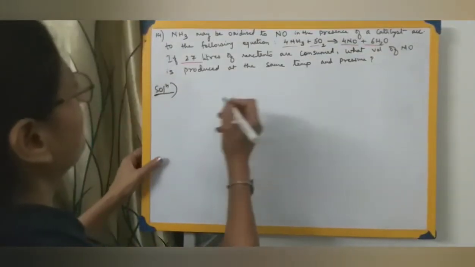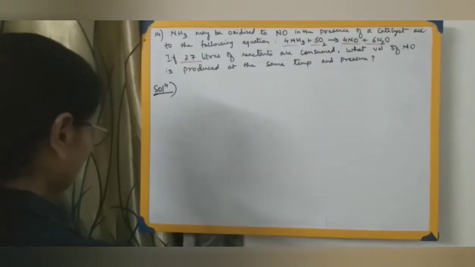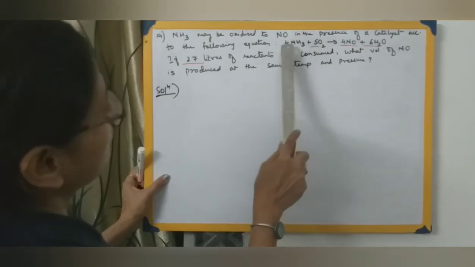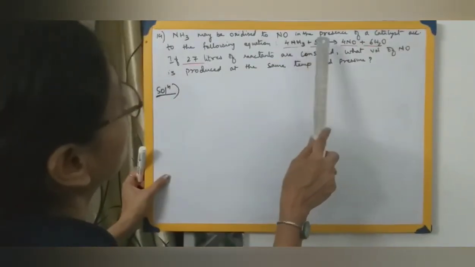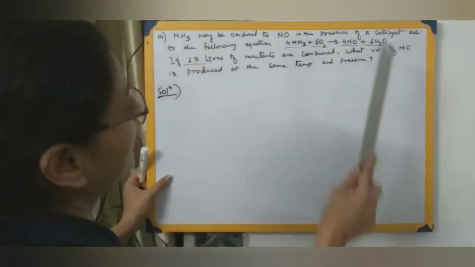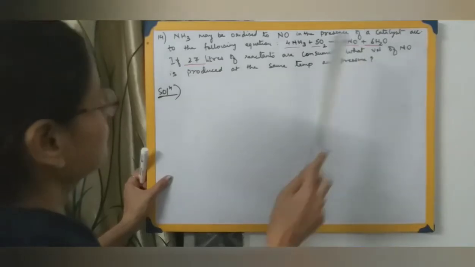Let me first explain. The reactants consumed, total reactants, here it is 4 volume and 5 volume, but if you consider in liters, the total volume will be 27. So from 27 liters of reactants used, how much nitrogen monoxide has been formed?